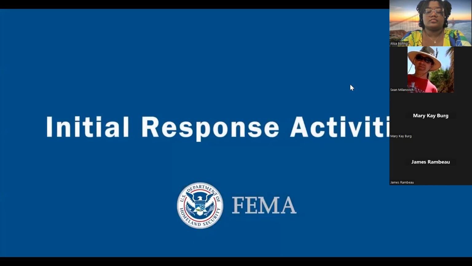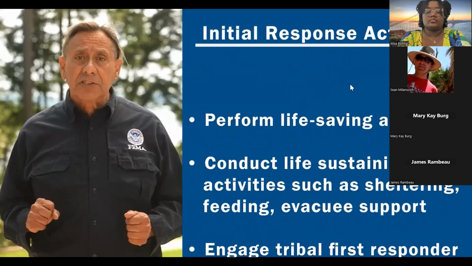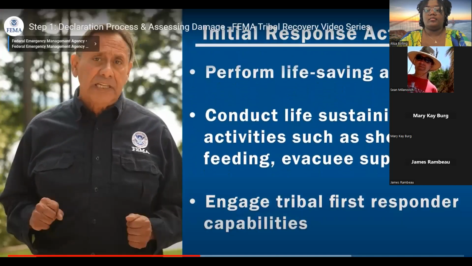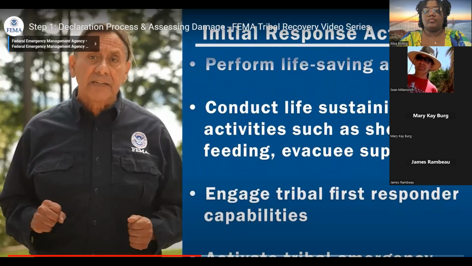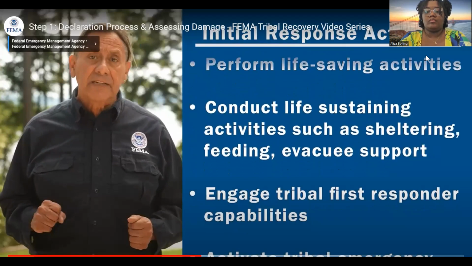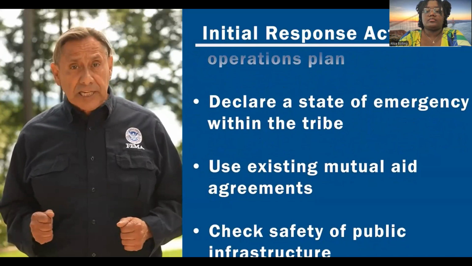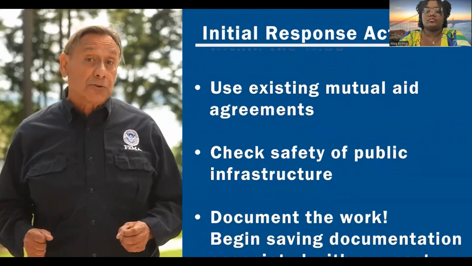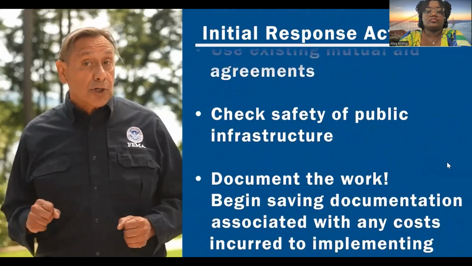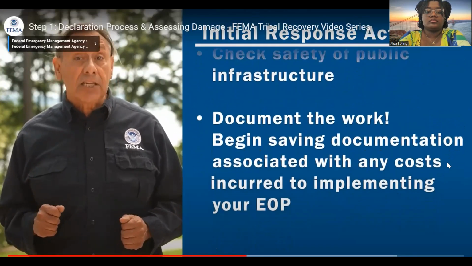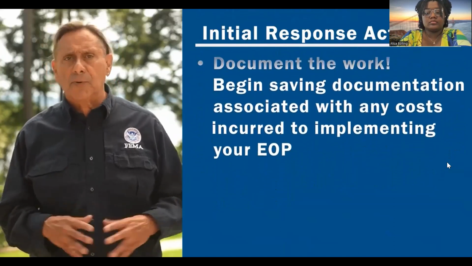In the event of a disaster, the tribe's immediate priority is the safety of people, community, land, and resources. Those initial response activities can include performing life-saving and life-sustaining activities such as sheltering, feeding and evacuee support, engaging the tribal first responder capabilities, activating the tribal emergency operations plan, declaring a state of emergency within the tribe, using existing mutual aid agreements, checking safety of public infrastructure, documenting the work, begin saving documentation associated with any costs incurred to implement your emergency operations plan.